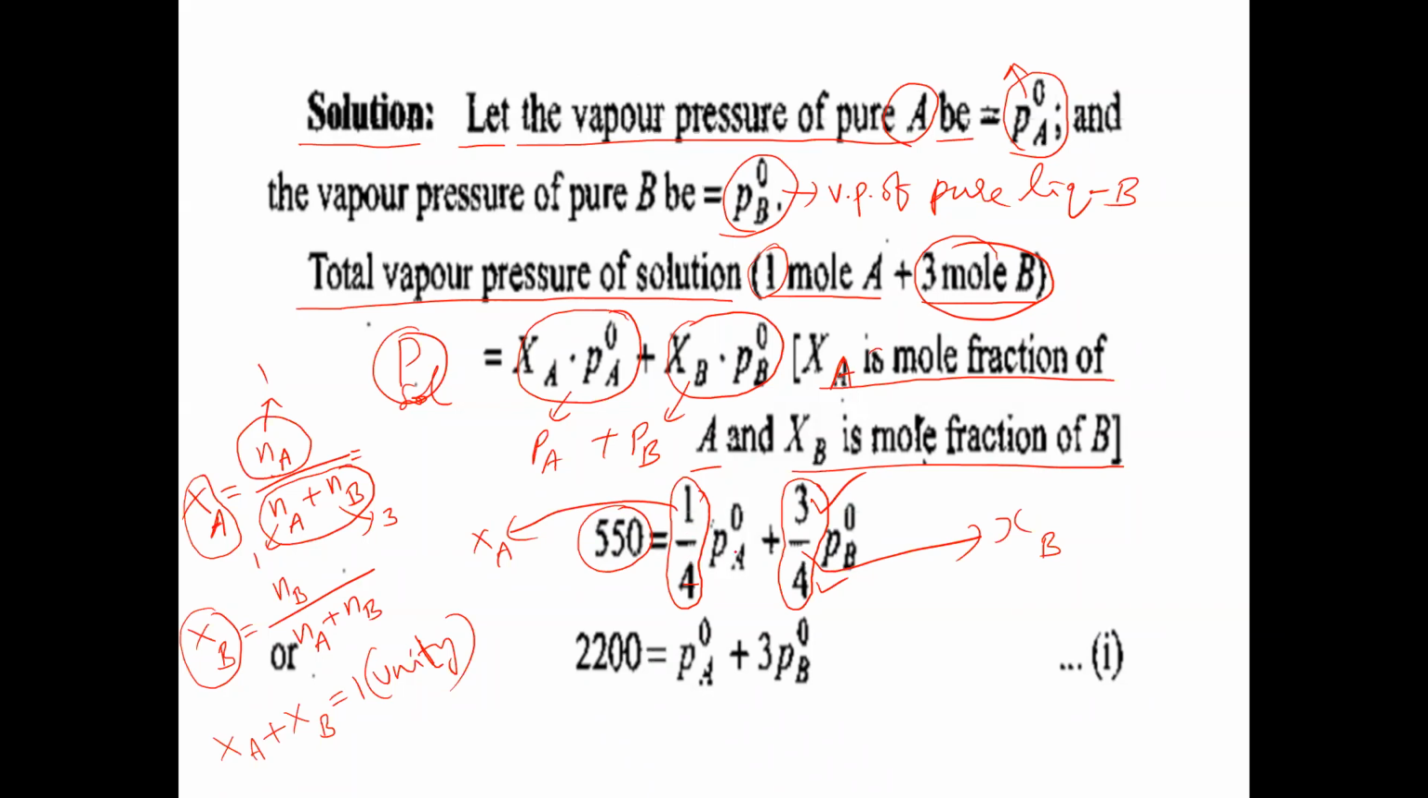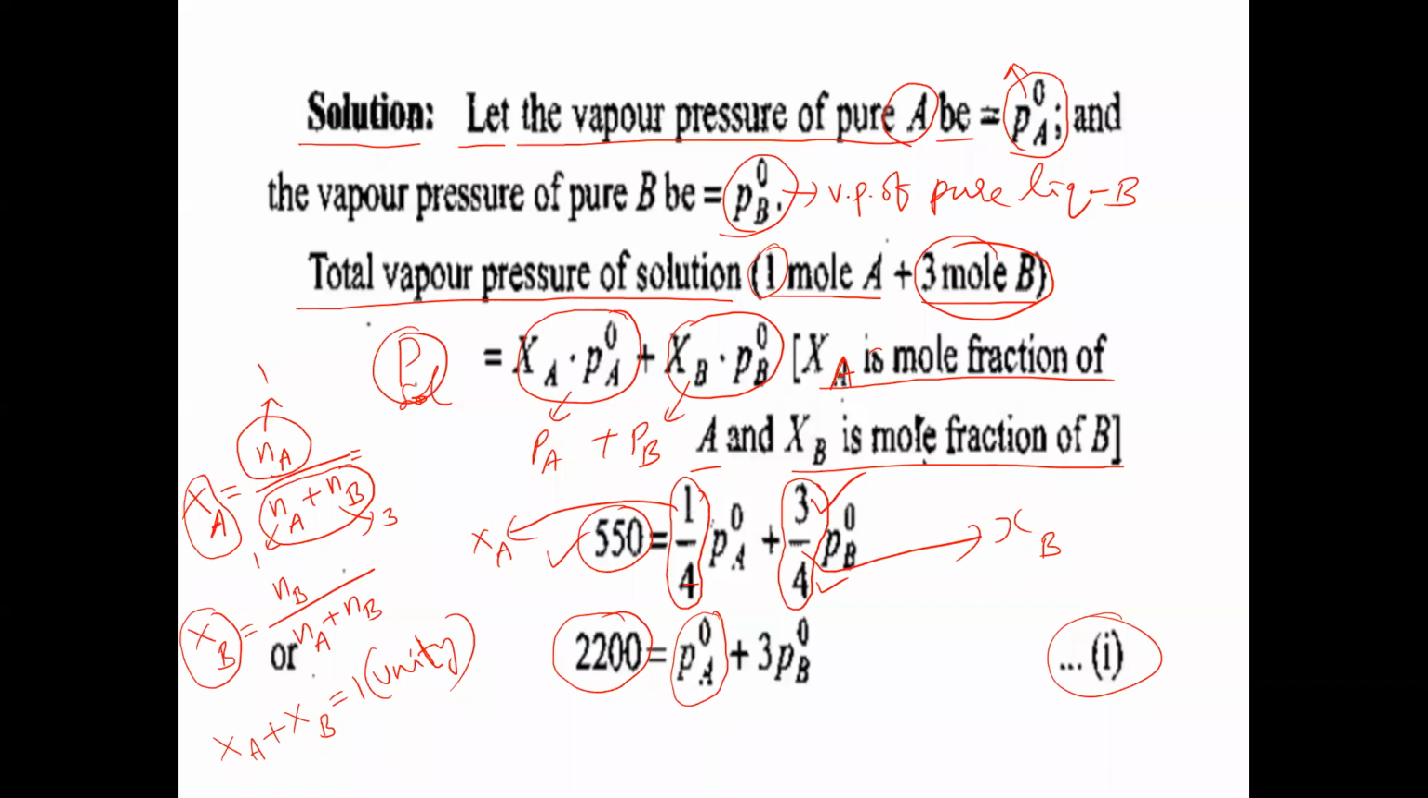So mole fraction of A into PA naught plus mole fraction of B into PB naught is equal to 550, initially given. Is that clear? On solving, we get 2200 equals PA naught, the vapor pressure of pure liquid A, plus 3 times PB naught. It is equation 1. Initially, when 550 is the vapor pressure of the total solution, we got 2200 equals PA naught plus 3 PB naught. Up to this, clear now?